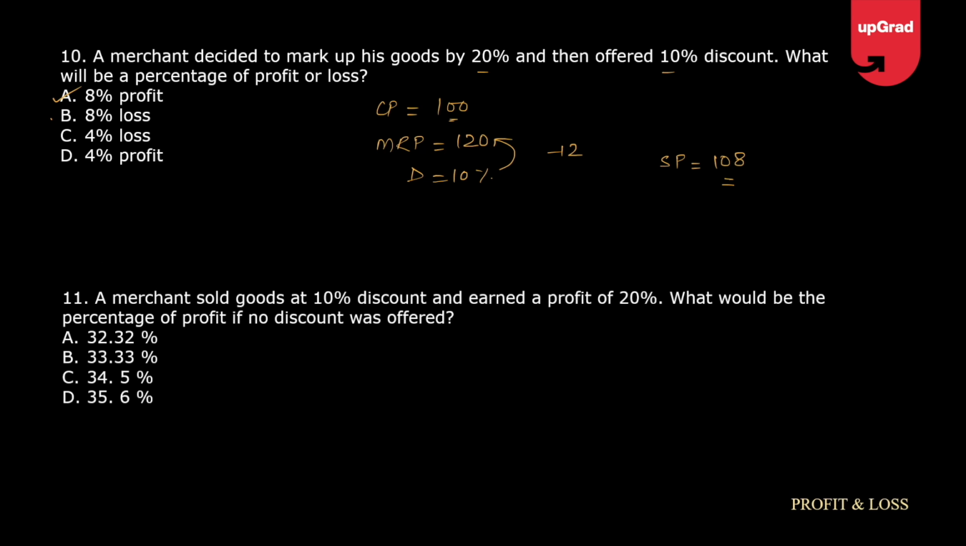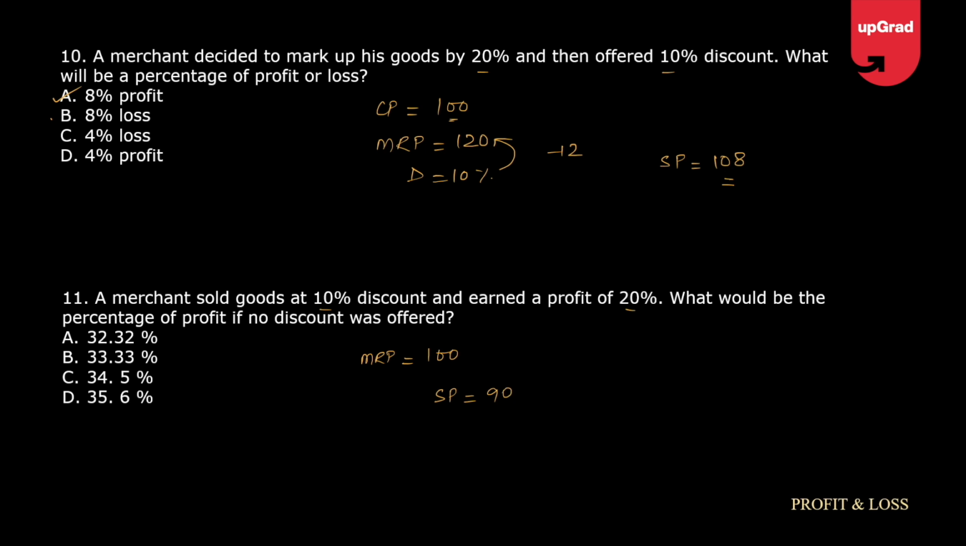A merchant sold goods at 10% discount and earned a profit of 20%. What would be the percentage of profit if no discount was offered? Now this is a good question again. I am going to assume something as 100 once again, because the question is talking in terms of percentages. So I assume that the MRP is 100. He sold the goods at 10% discount, which means he sold them at 90 rupees.